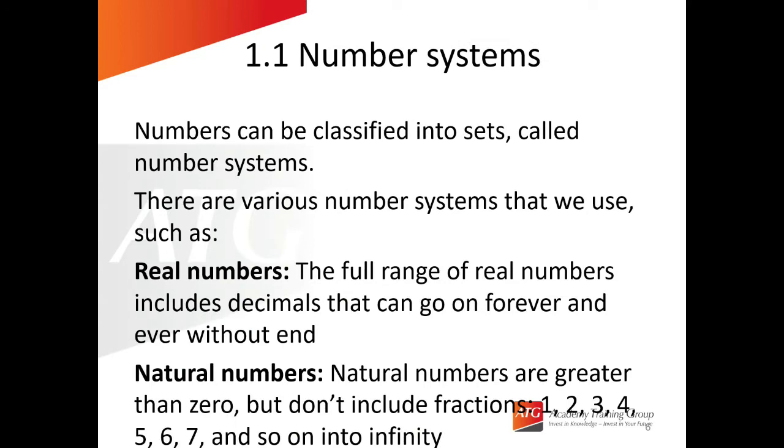The number systems. Numbers can be classified into sets called number systems. There are various number systems that we use, such as real numbers. The full range of real numbers, which includes decimals that can go on forever and ever without ending. Natural numbers. Natural numbers are greater than 0, but don't include fractions. For example, 1, 2, 3, 4, all the way up, and so on for infinity.